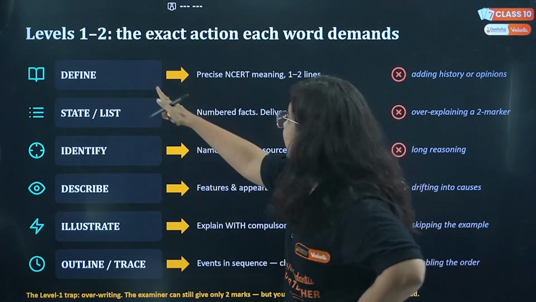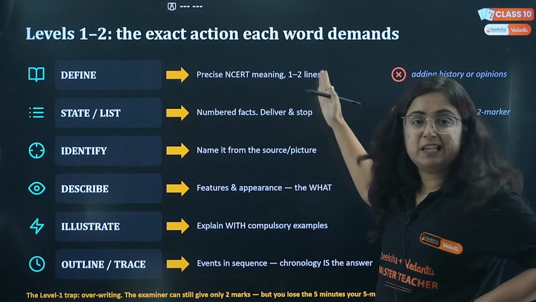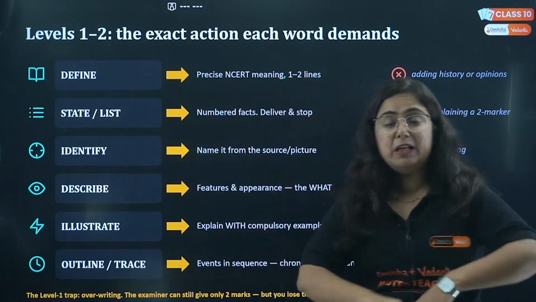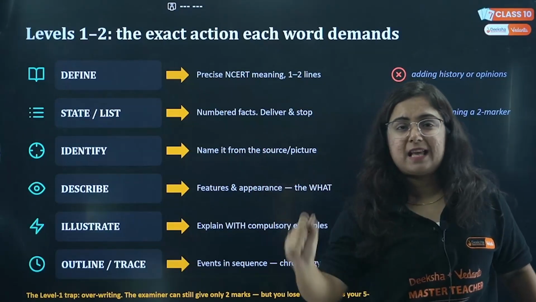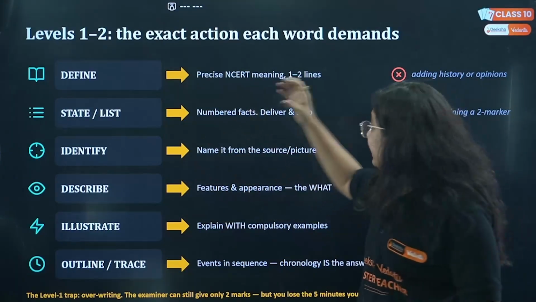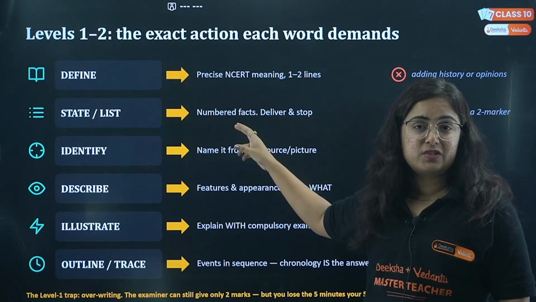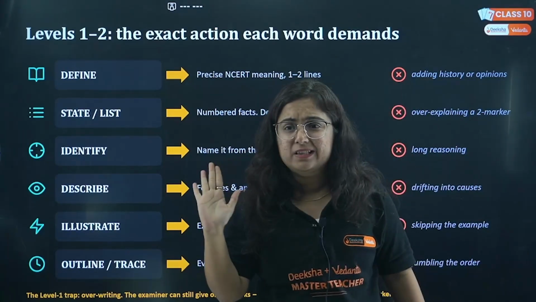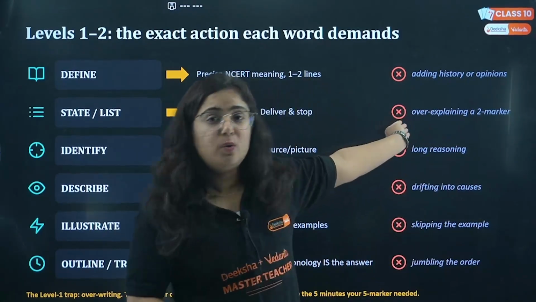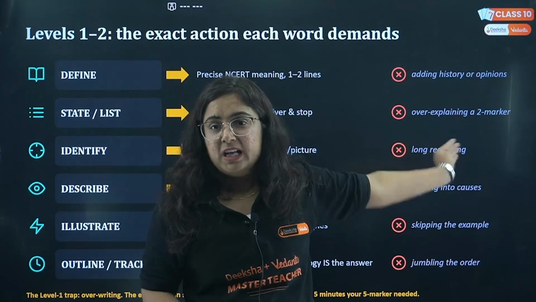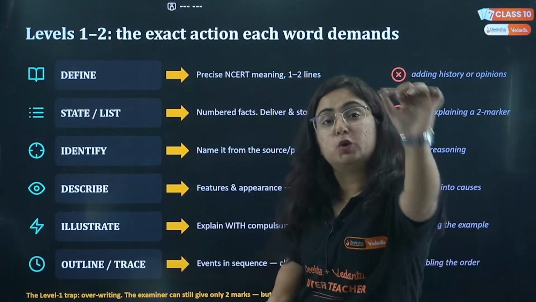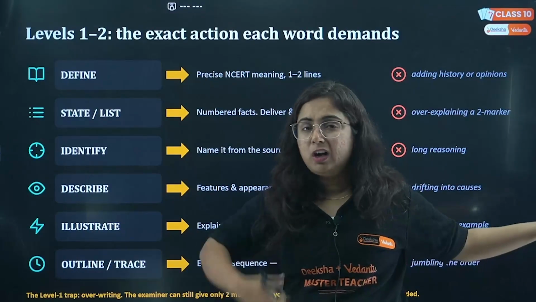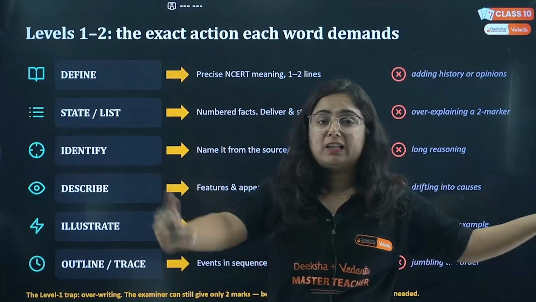So define: just stick to the precise NCERT meaning, 1-2 lines, not more than that. Then state or list. Whenever the question says state, give the example or the list by just giving the number and the facts given in NCERT. Deliver and stop. Do not give your opinions. No one is asking you to over-explain a 2-marker question. They are just asking you to state the 2 features of federalism, so write the 2 points and then move on. Do not give extra time to that answer.